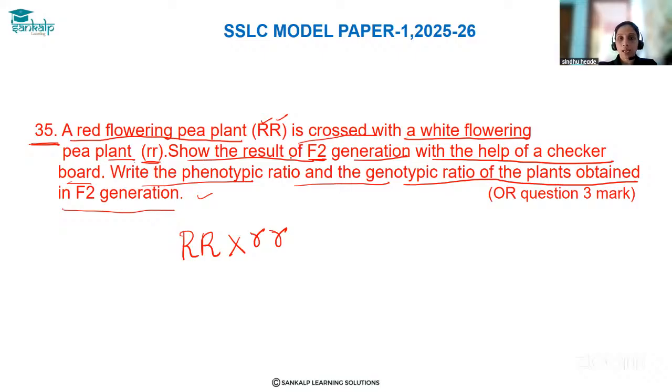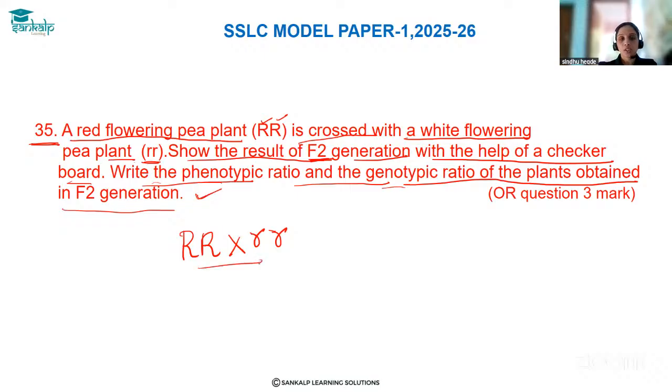Then you have to calculate the F2 generation with the help of a checkerboard, and write the phenotypic and genotypic ratio of the plants obtained in the F2 generation.